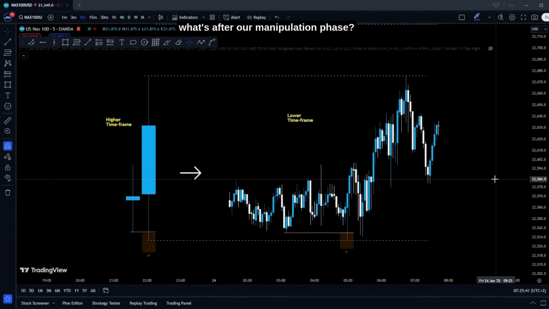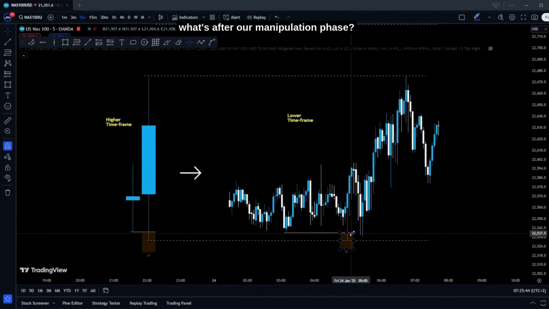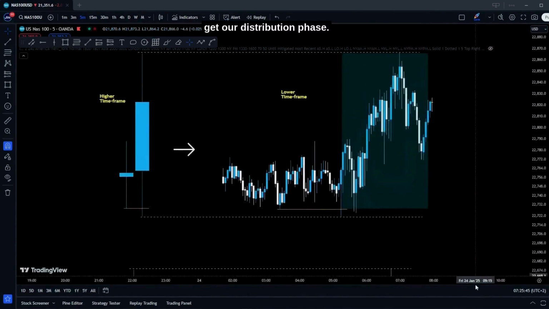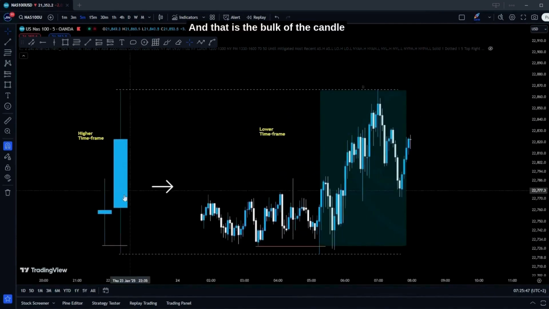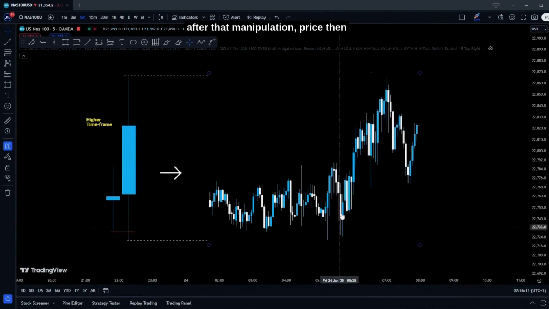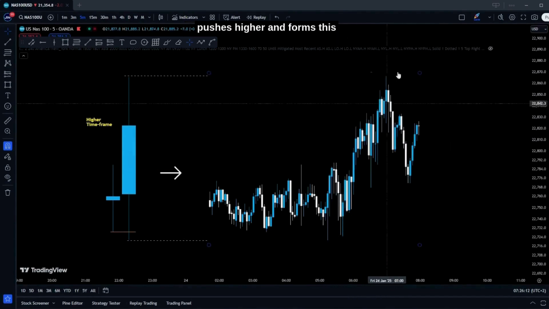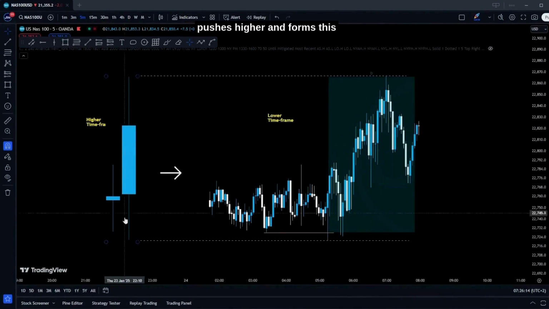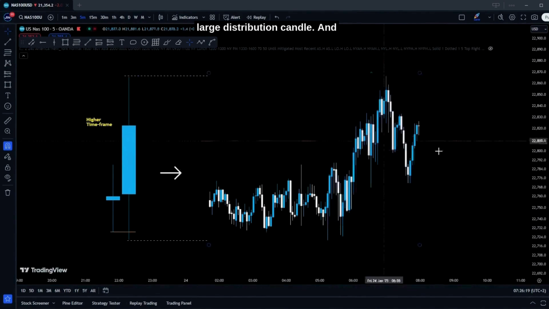And so what's after our manipulation phase? We get our distribution phase, and that is the bulk of the candle right there. As you can see, after that manipulation, price then pushes higher and forms this large distribution candle.